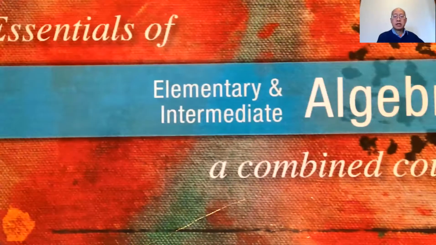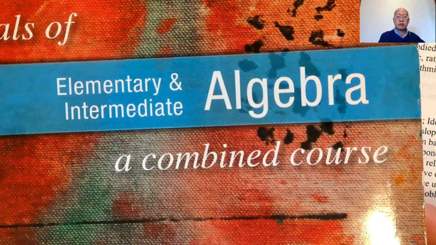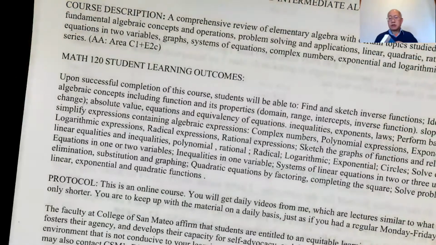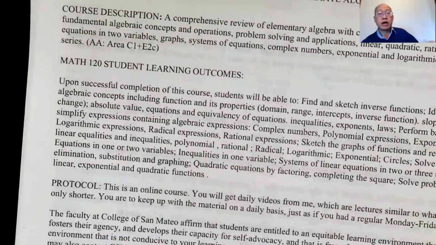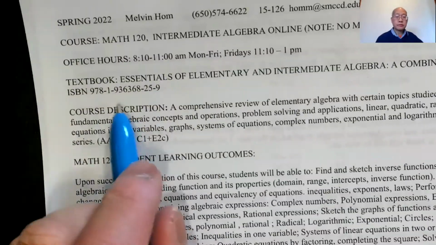And the reason why I say that is because there are other books that have almost the identical same name and even the same author. It's pretty easy to find books that have that same name, Essentials of Elementary and Intermediate Algebra, a combined course. So to be absolutely certain you get the right book, make sure you have the ISBN number, which is right there, or I have it over here also.